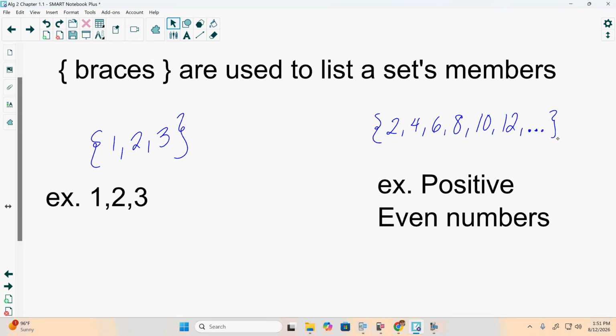They do this also where it's cool. We're going to 100. I don't want to list them all. We go 12, ... comma 100. It's going to continue in this pattern all the way to 100.